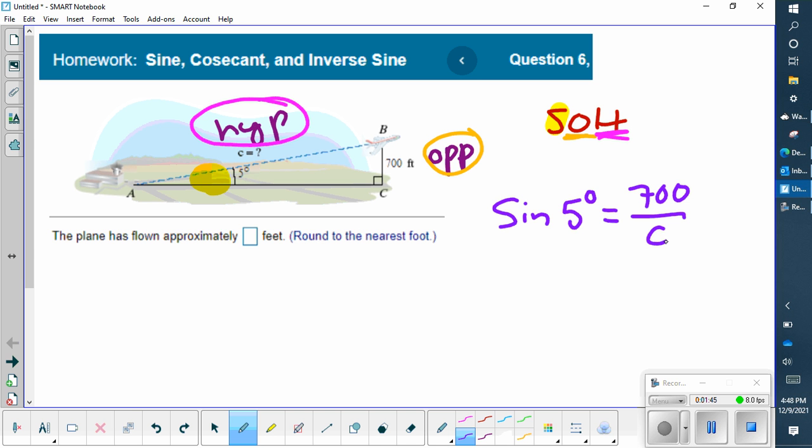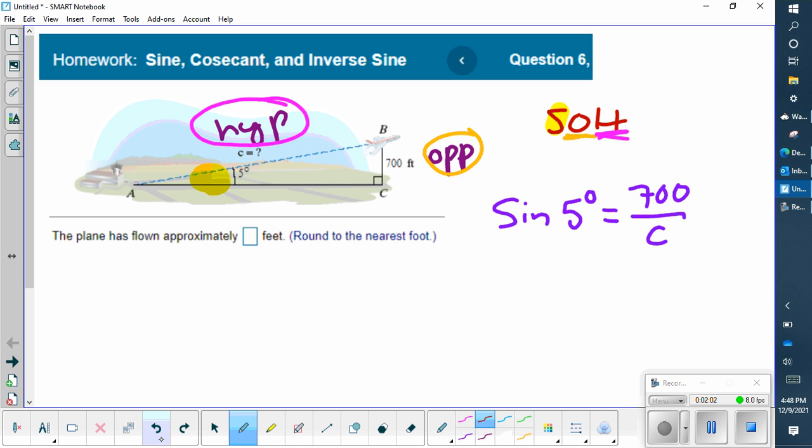Now, there's a couple ways you could do this. You could do it algebraically. For example, I really don't like that this C is in the denominator. So I could multiply both sides by C here. And this would go away. That's one way to think about it. I prefer turning this into a proportion.